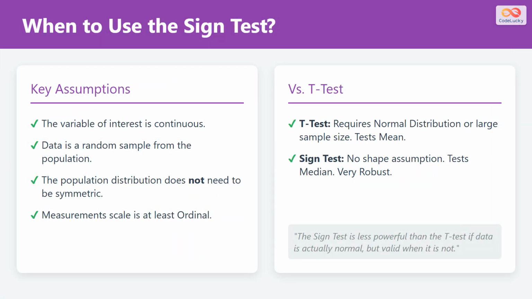You should use the sign test when your data meets a few specific criteria. First, the variable must be continuous. Second, your data should come from a random sample. Crucially, unlike many other tests, the population distribution does not need to be symmetric. This makes it different from the t-test, which requires normality. While the sign test is less powerful than the t-test for normal data, it is a lifesaver when data is skewed.